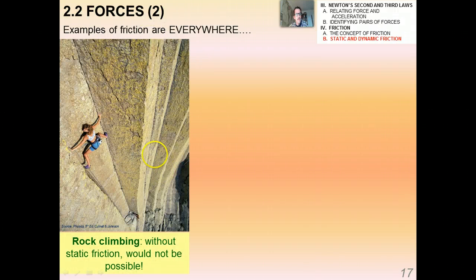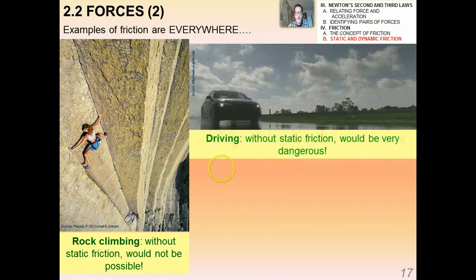For example, rock climbing. If you've ever gone rock climbing, without static friction it would not be possible, would be super dangerous, and everybody would die. Nobody would do it because they would just slide right down the rock. Okay, that's why rock climbing is very dangerous when it's raining or when there's ice on the rock. Okay, driving without static friction would be very dangerous.